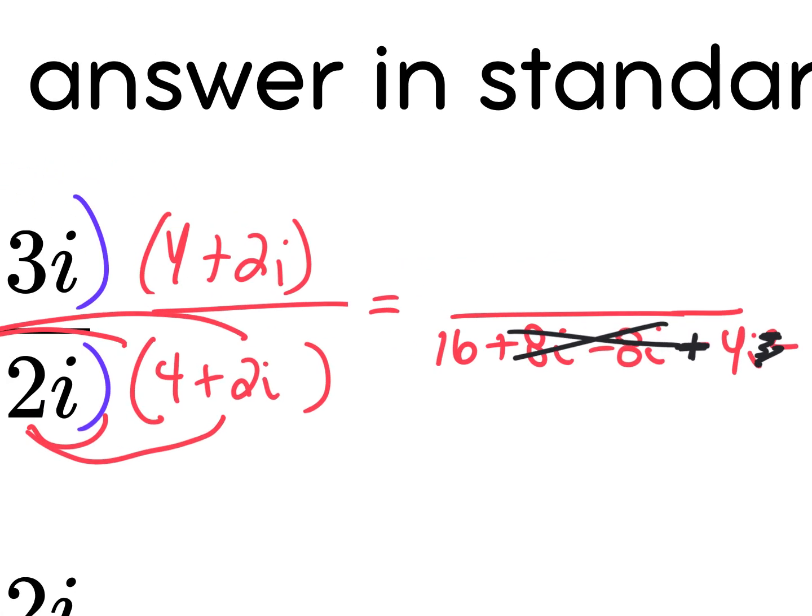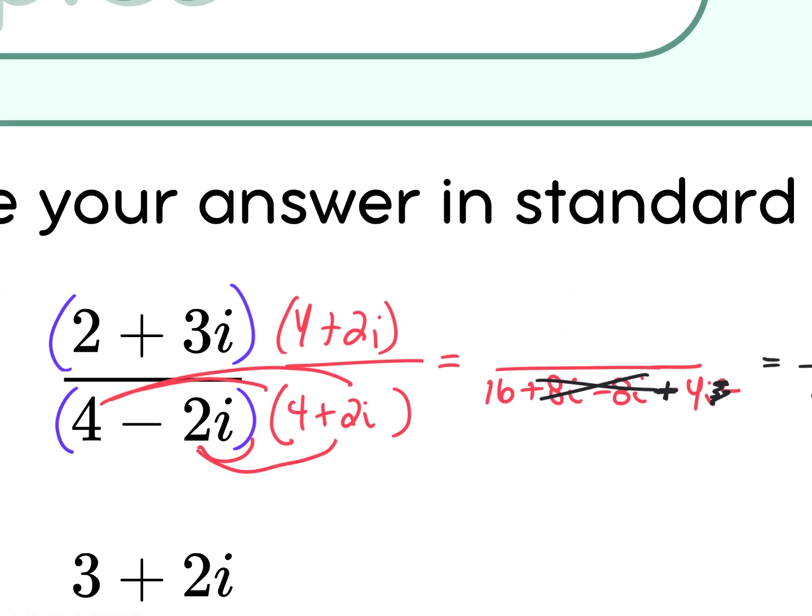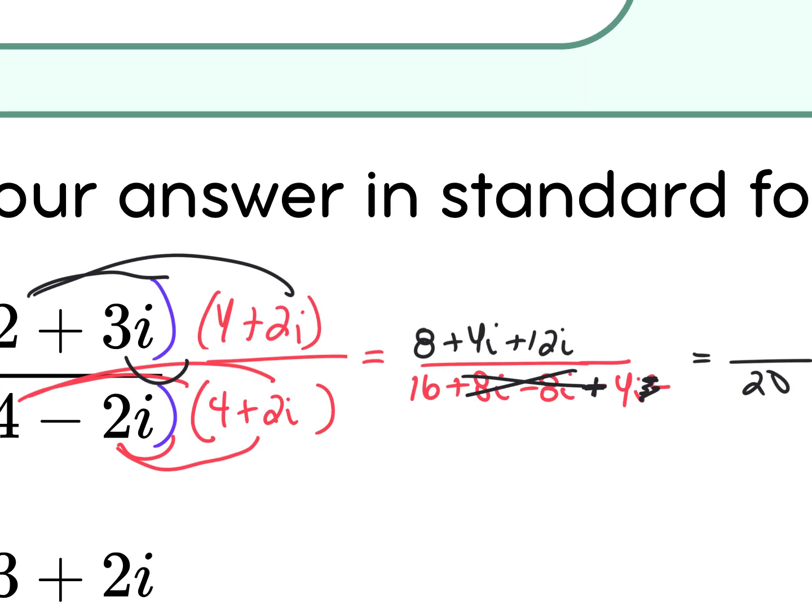So now we go back and just FOIL the top. What's 2 times 4? 8. 2 times 2i is plus 4i. 3i times 4 is 12i. And then what's 3i times 2i? 6i squared. You see i squared, what do we do? Cross it off, change that sign in front.